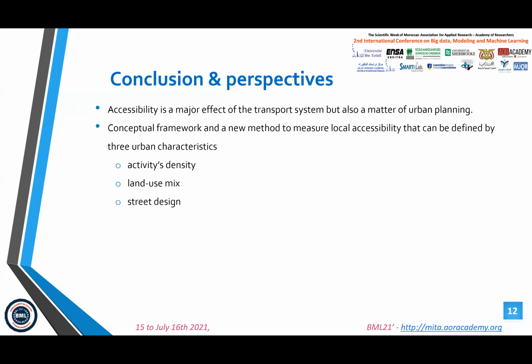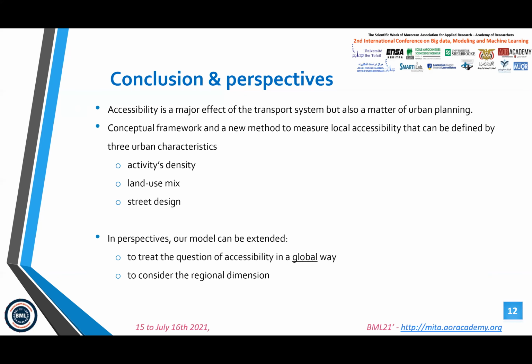In the perspectives, and to complete this work, our model can be extended to treat the question of accessibility in a global way and to consider the regional dimension. Also, our work can be improved by testing it with real data to better calibrate it.